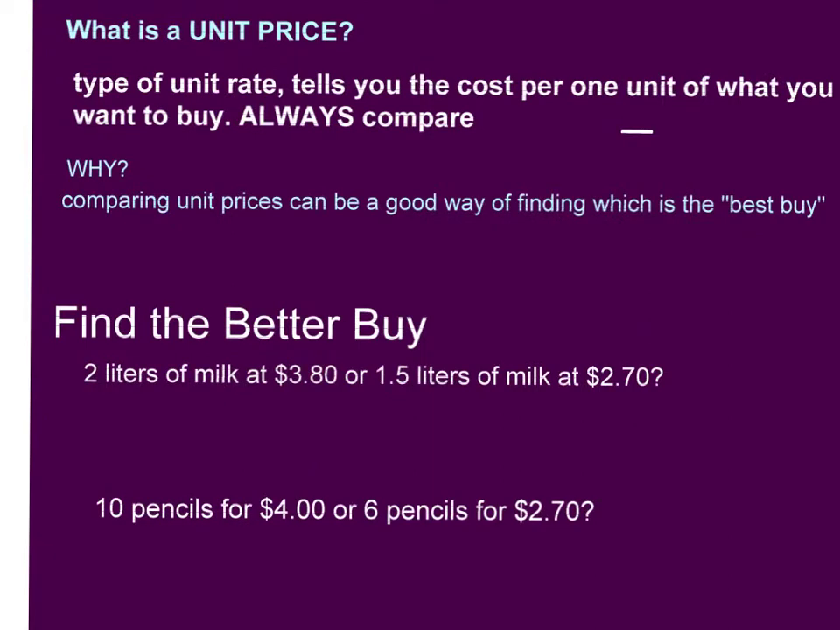Okay, our next job is to understand, what do we mean by unit price? Unit price is a type of unit rate, and it tells us the cost per 1 unit of what we want to buy. And when we talk about unit price, we are always making the comparison of price over size. The reason why we do that is because we divide away our size to compare our price per 1 of that unit. Why do we care about it?